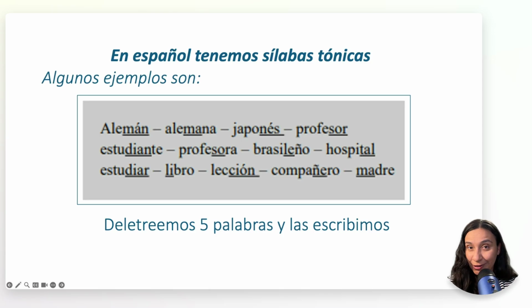Can you guess what word that is? Yeah, of course you know, right? So it's madre. And the syllable, the stressed in that syllable is in ma. Madre. Does it have an accent mark? No, it doesn't. So madre. The second word.